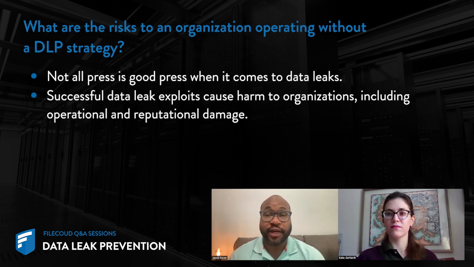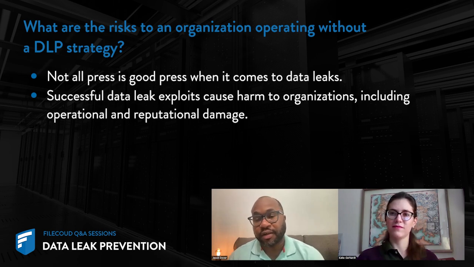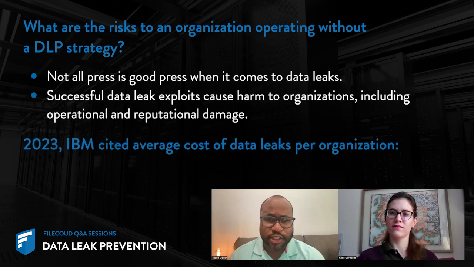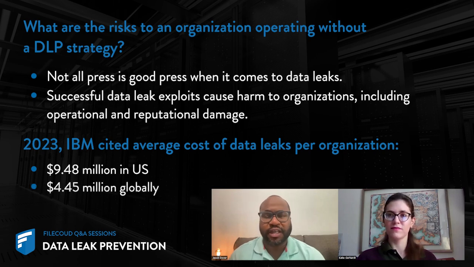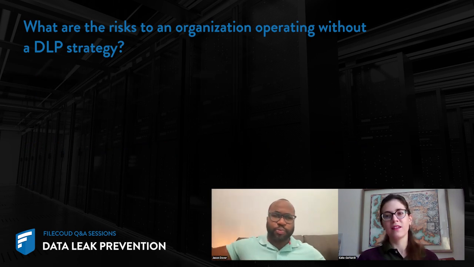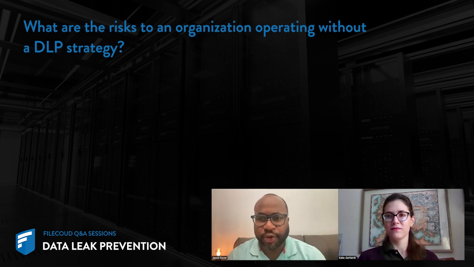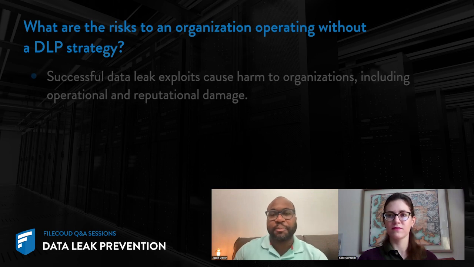And they went so far as to rebrand and rename the organization in order to totally separate themselves from that event. So it can have an impact to the business. Some statistics from IBM actually notes that in 2023, the average cost of data leaks per organization in the US was $9.48 million. The global average was 4.45 million. Now, of course, this is skewed by the super large publicly traded organizations, but it still shows you just how much this can be disruptive for an organization.